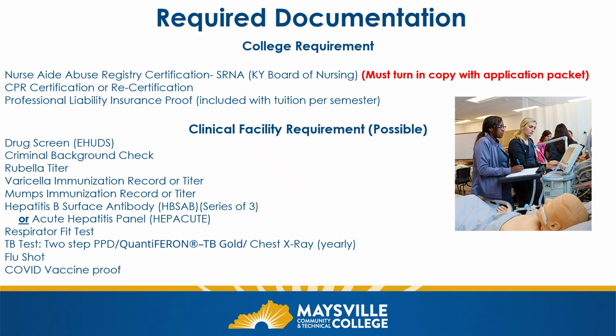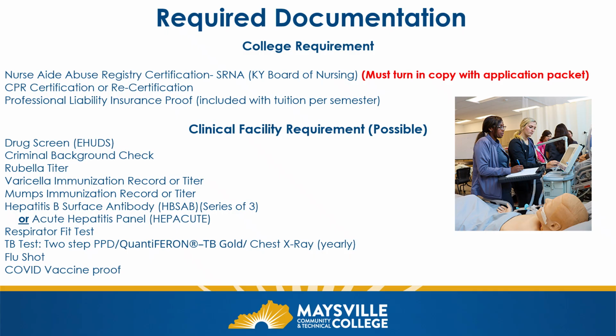The next are the clinical facility requirements. Again, this could be possible or it could be mandatory depending on where you go. But one is a drug screen and a criminal background check. We do those through our records repository through Castle Branch. We have a contract with Castle Branch, and that's where students upload their data. So they have specific sites that you would go to have your drug screen and criminal background check. Please don't do them until you've been talked to about them with your faculty members, and they can tell you where you have to go, etc.